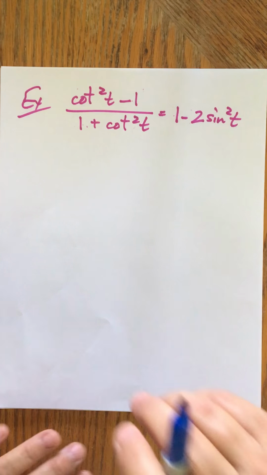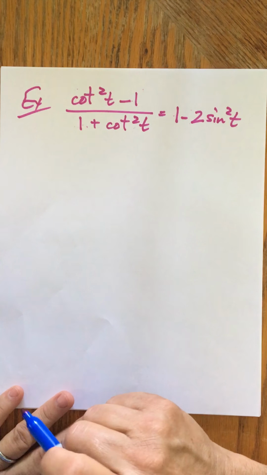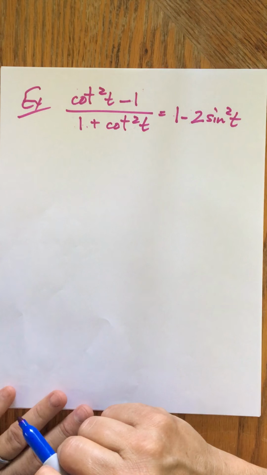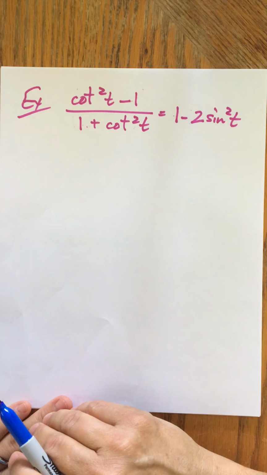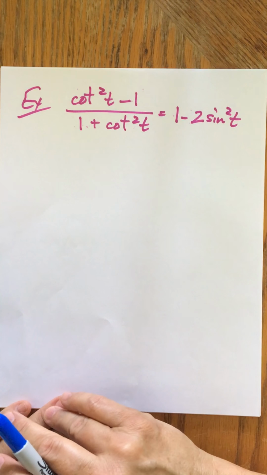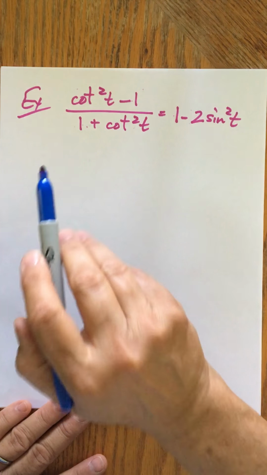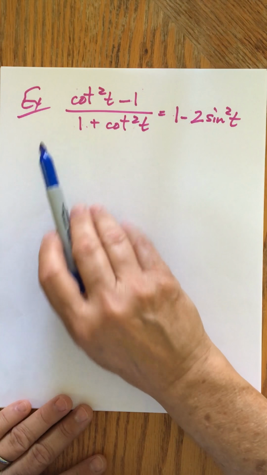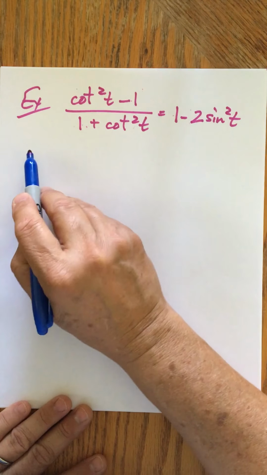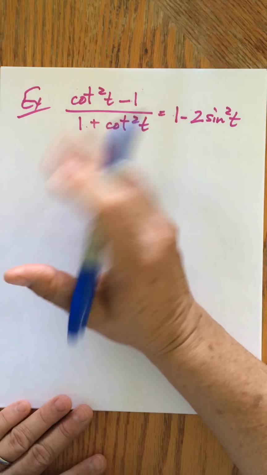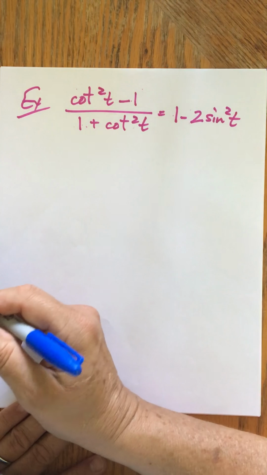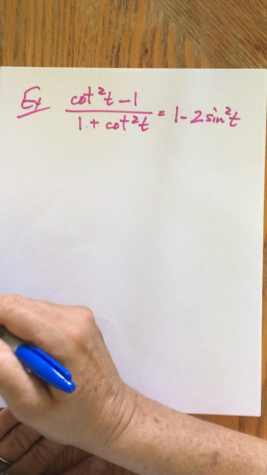So cotangent squared of t minus 1, all divided by 1 plus cotangent squared t. That has to equal 1 minus 2 sine squared t. All right, so I'm going to go ahead and change these into sines and cosines. There might be an identity out there that might simplify this, but I don't remember it because I only really remember the fundamental identities, the toolbox, that's it.